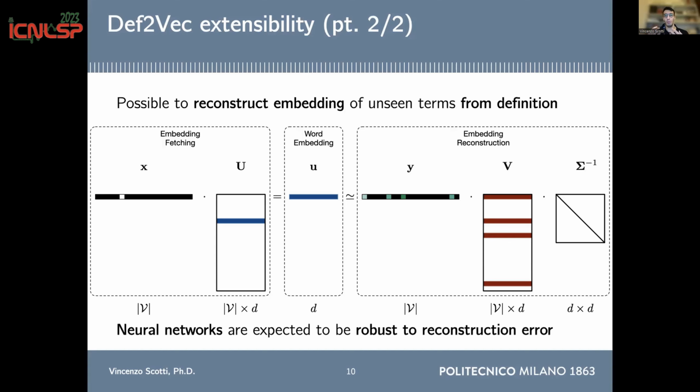And the good thing is that we can introduce the definition of a new unseen word and still get an embedding that is approximately equal to what we could have got if we had also trained the LSA on the definition of that same word. So basically, the embedding points to a position very close to the target one in the space, and we can use these embeddings inside a neural network, as we always do with this kind of application, since neural networks are expected to be robust to these reconstruction errors. And this is how we propose to approach the out-of-vocabulary issue: by constructing a model that is extensible, starting from the definition of an out-of-vocabulary word and introducing it back into the embedding space.